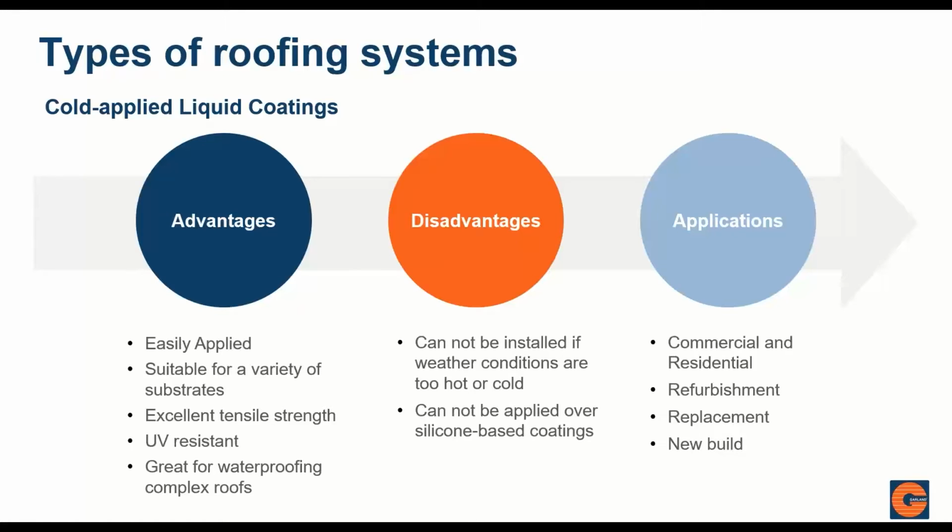It's great for complex detailing. As it's liquid applied, you can change it to any sort of roof geometry or tricky detailing you have. And depending on the roof coating, it can be UV resistant, whereas some membranes or waterproofing systems do degrade heavily with UV.